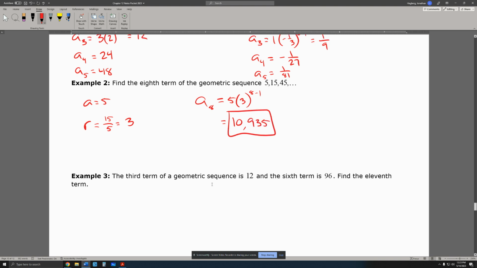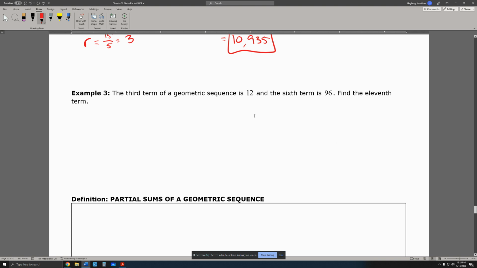Okay? Example 3, the third term of a geometric sequence is 12 and the sixth term is 96. Find the 11th term. Okay, so I know that a sub 3 is equal to 12, and I know that the sixth term, a sub 6, is equal to 96. So I know that a sub 3 times the common ratio 3 times is going to give me a sub 6. Okay, and the reason why I know that is because a sub 6 is 3 terms later in the sequence. And remember, subsequent terms in the geometric sequence are just multiples of the common ratio.